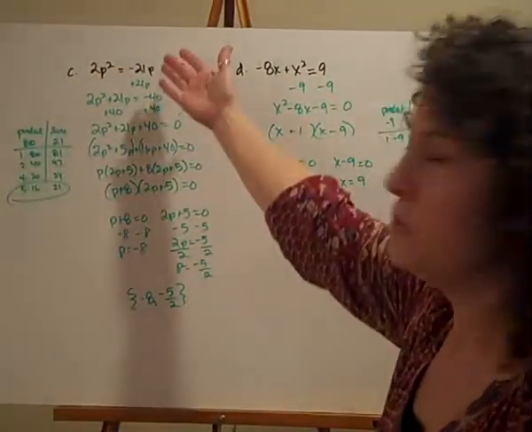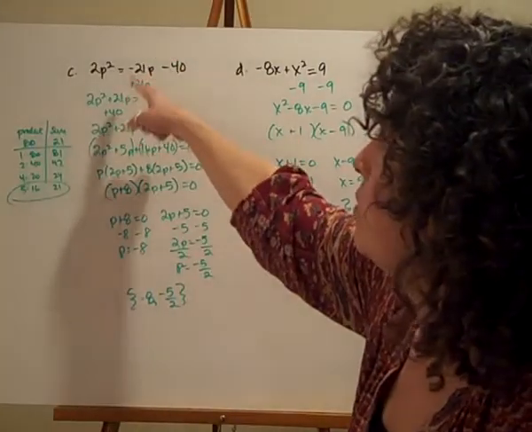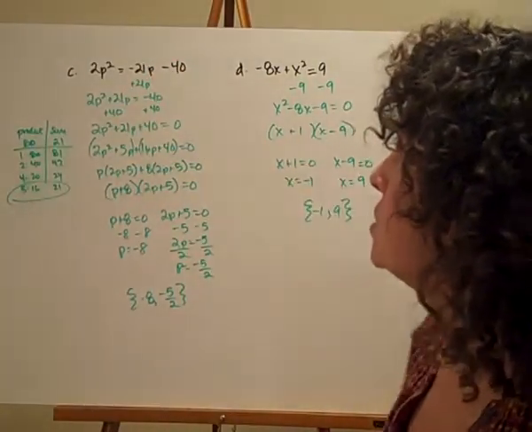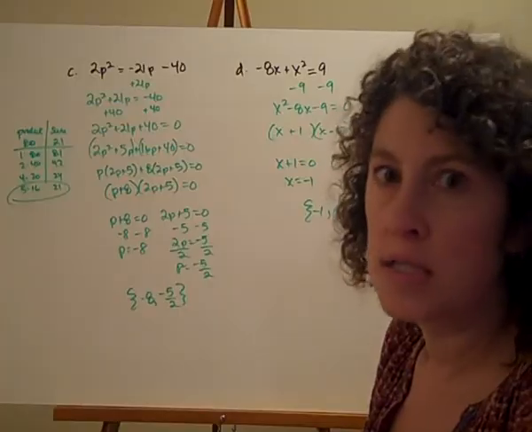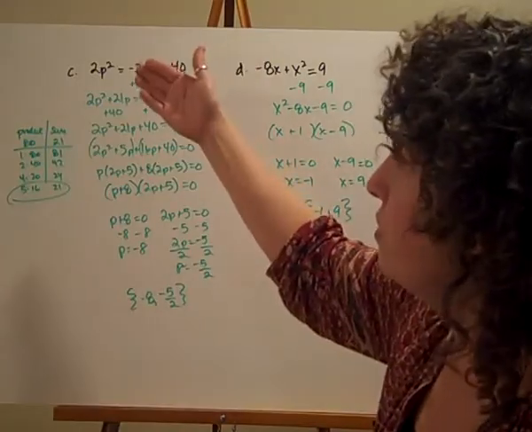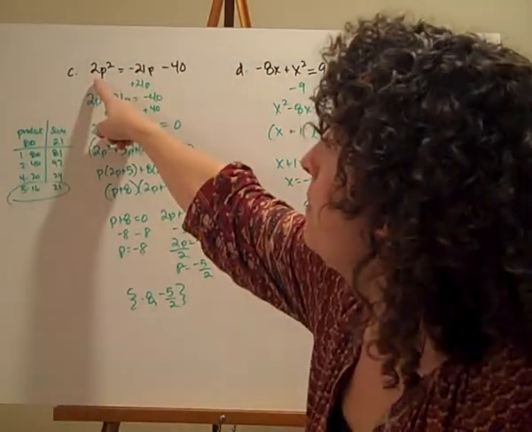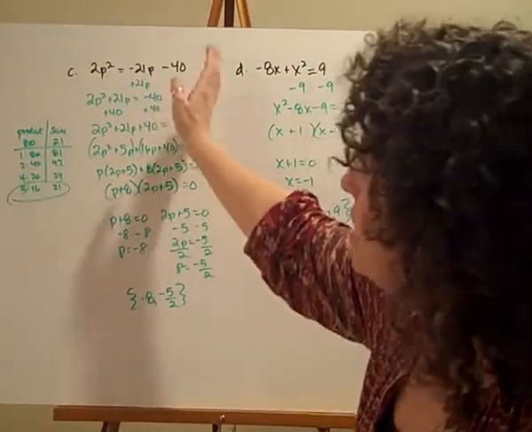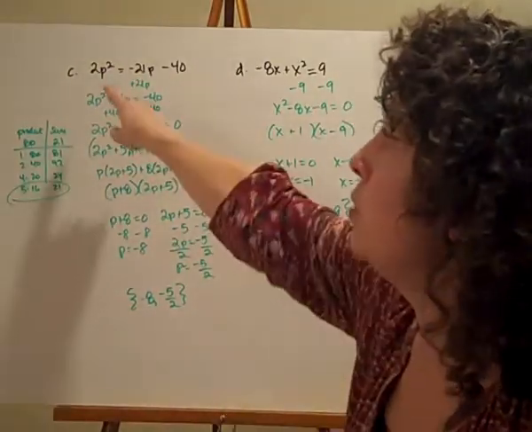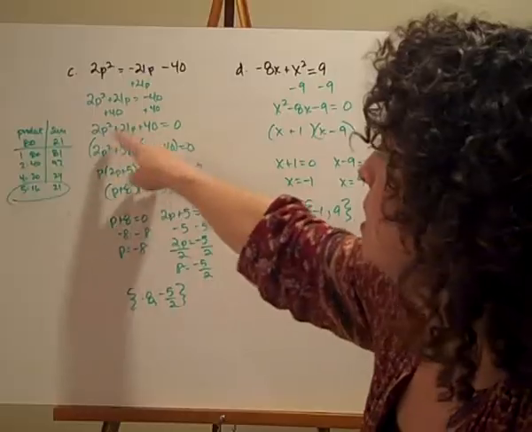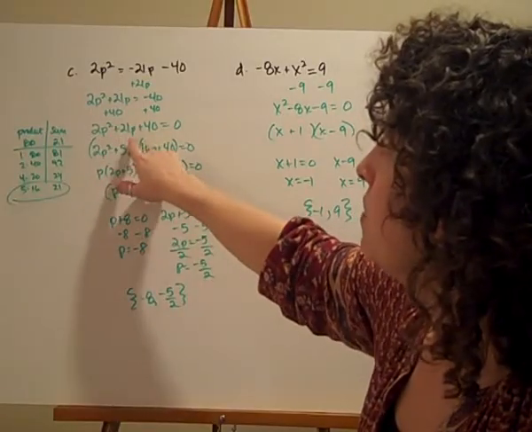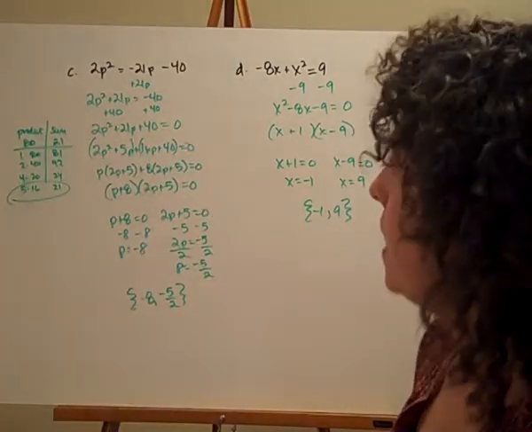All right, I have to stop using the letter p in here. 2p squared equals negative 21p minus 40. So you'll notice that this equation is not set equal to 0, so I need to move things over here. I like to have the a term be positive, so I moved everything over to keep that 2 as my leading coefficient here. So I have 2p squared plus 21p plus 40 equals 0.